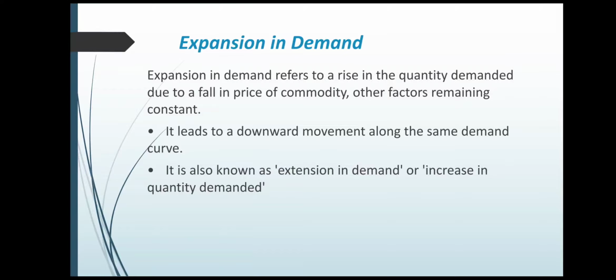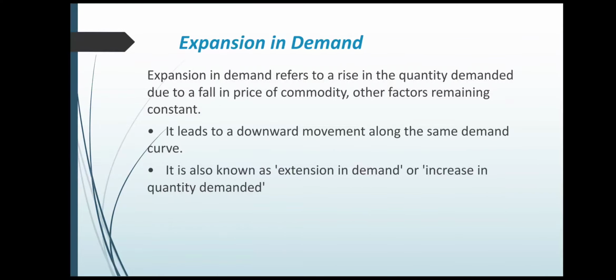So let us study about expansion in demand. Expansion in demand refers to a rise in quantity demanded due to a fall in price of commodity, other factors remaining constant. So over here they have said that expansion in demand refers to rise in quantity demanded, and whenever there is a rise in quantity demanded, it means that there is a fall in price of commodity, because we are considering all the other factors to be the same. It is going to be constant.